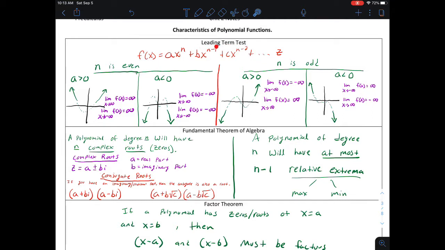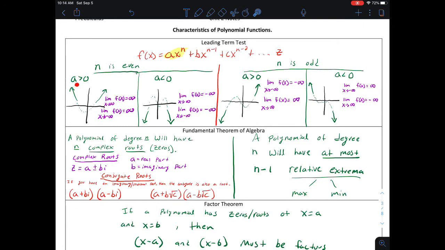The leading term test is in reference to a polynomial written in standard form, which means that the highest degree term is written first. What the leading term test tells us is that if I have a polynomial of n degrees, so the biggest exponent is n, and if the exponent is even, the end behavior of this function, both left and right sides, will point in the same direction. They'll either both go up or they'll both go down. And the way we would tell which one it does is based on the sign of that term.